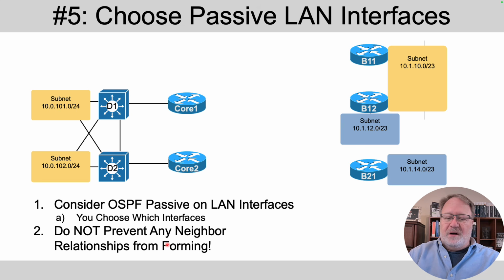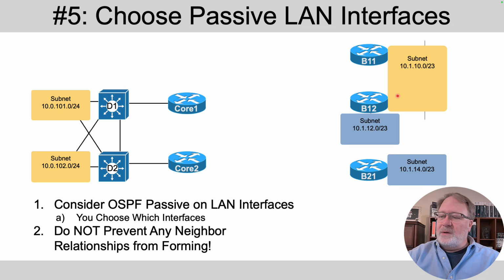So the rules are that you choose where you make the interfaces passive, and you should not prevent any neighbor relationships from forming. Well, these 2 become neighbors over both of those VLANs, so you cannot make them passive. If you did, you'd see the neighbor relationships fail, and you'd realize, hey, I shouldn't have done that, all right, at least according to the rules here. Now, you can argue whether you want them to be neighbors over that LAN or not, okay? That's just a design discussion. But per the rules here in the lab, don't prevent them, don't make these passive, all right?